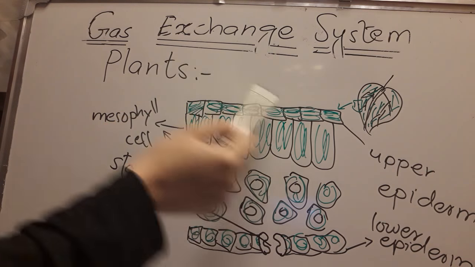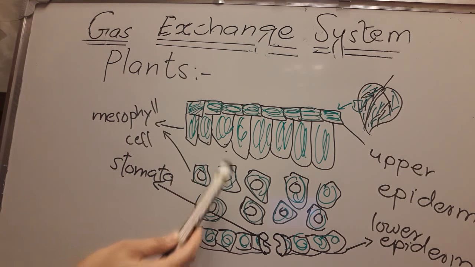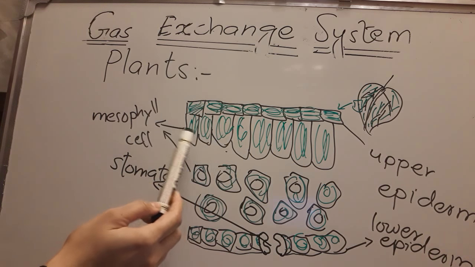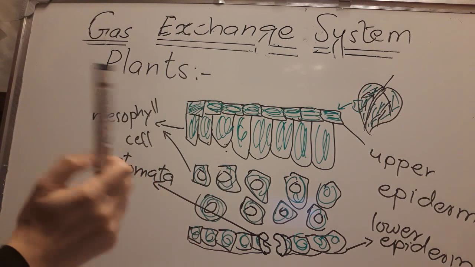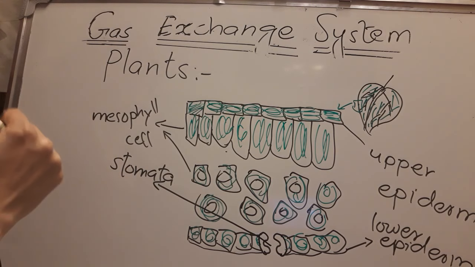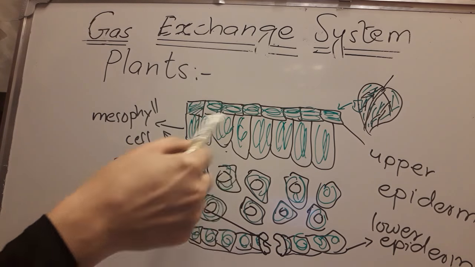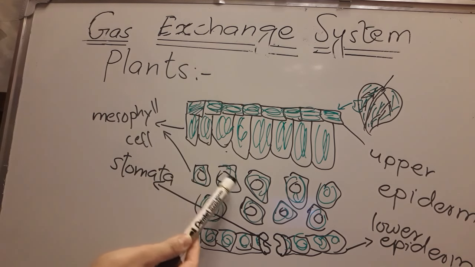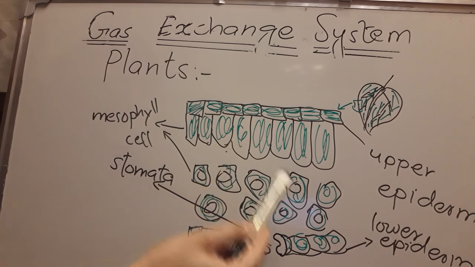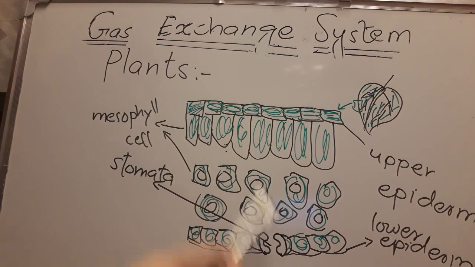So this is the internal structure of the leaf. These mesophyll cells have a large surface area and are well adapted to perform their function here. The mesophyll cells are present inside the leaf. So gases that are produced here move into and out of the leaf through the pores that are present on the lower side of the epidermis, or the lower epidermis.